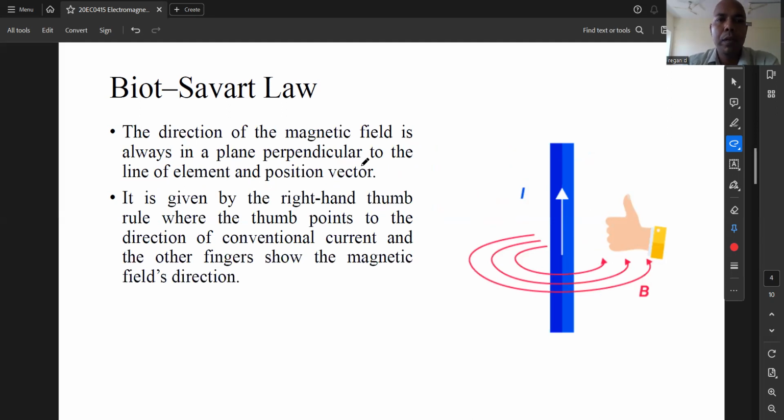The direction of the magnetic field is always in a plane perpendicular to the line of the element and the position vector. It is given by the right-hand thumb rule, where the thumb points in the direction of the conventional current I, and the other fingers show the magnetic field's direction. For example, this is my right hand, so this is the direction of current flowing through the conductor, and this is the direction of the magnetic field around the conductor, as shown in this figure.